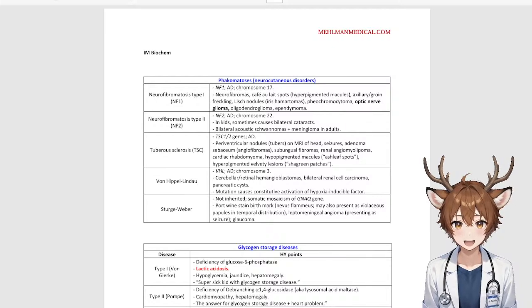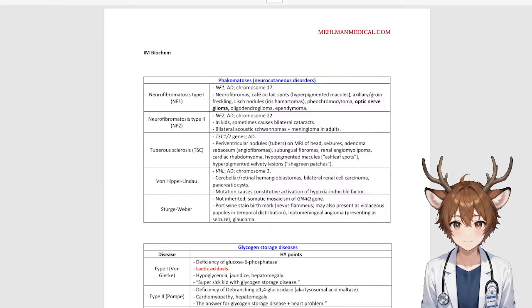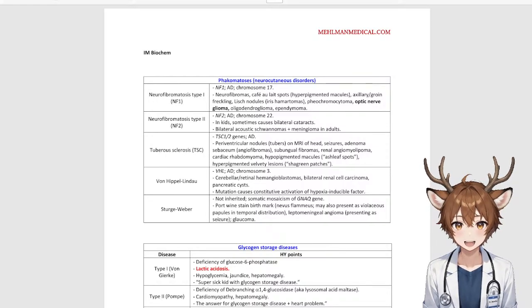Neurofibromatosis type 2, NF2. NF2, autosomal dominant, chromosome 22. In kids, sometimes causes bilateral cataracts. Bilateral acoustic schwannomas plus meningioma in adults.